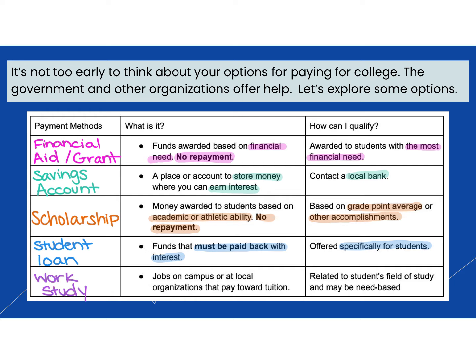And the last payment option that we'll look at is a work study. A work study is a job that you would have on your college campus or at a local organization. This will help you pay towards tuition. Your job would most likely be related to your field of study, and it may be needs-based.